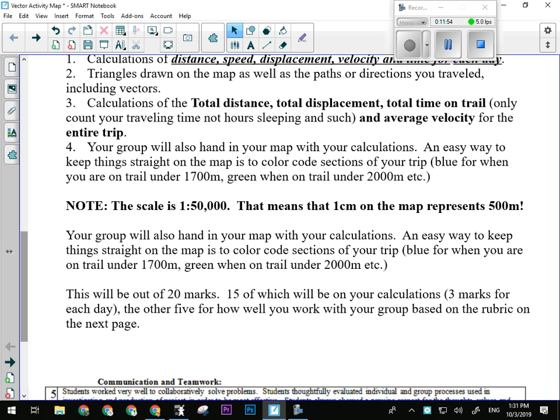Did one of the groups grab my tape? Okay, so the tape is right here, guys. Just come and grab a few pieces so you can tape those maps together. Listen, please. You may want to cut off the little white strips on the side so that you can get them to butt up against each other properly.